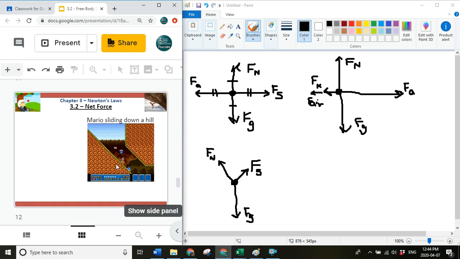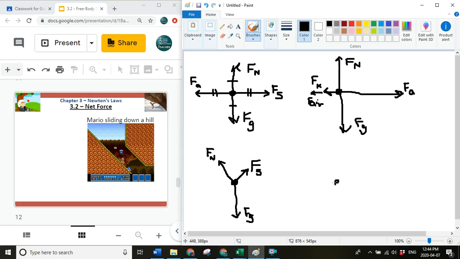Okay, now we have Mario sliding down the hill. So again, let's start with the easy stuff. I put my dot to represent the Mario. I put the force of gravity here because there's always gravity. Now, there's also a normal force.